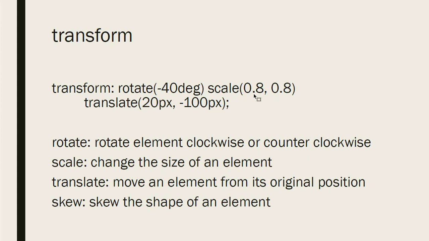If it's less than 1, that makes it smaller. If it's greater than 1, it makes it larger. Translate means to move the element from its original position. And so you can translate in the X or Y direction when you're using 2D transforms. And then skew is when you actually change the shape of an element, like you skew it up and down or sideways and make it look not its regular shape.